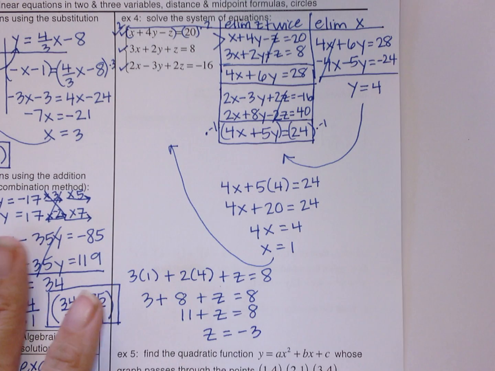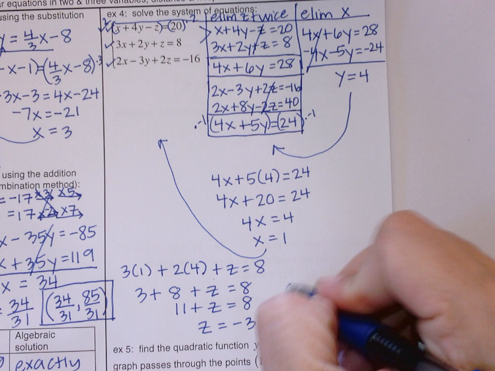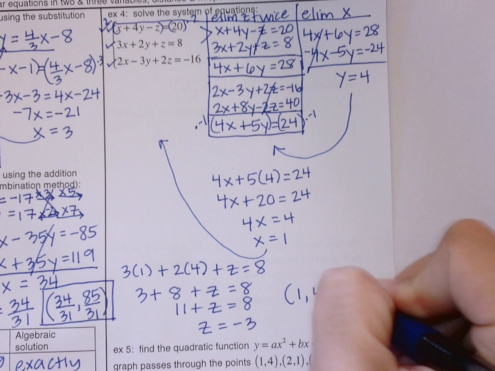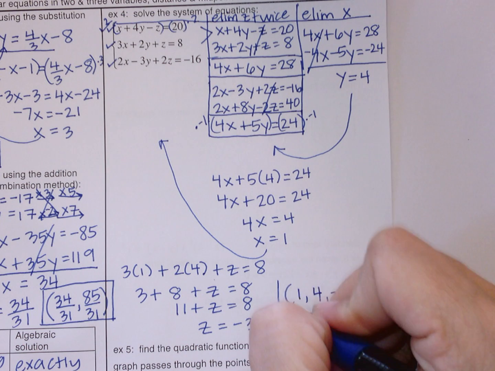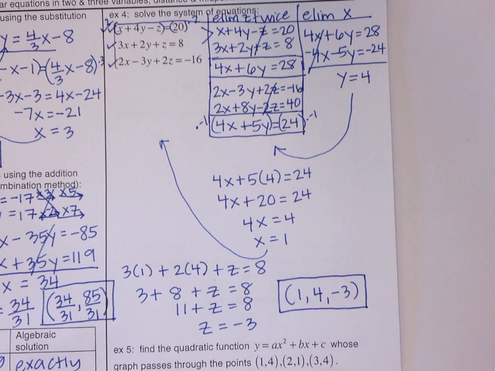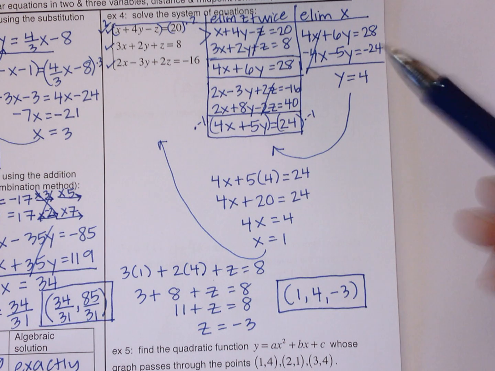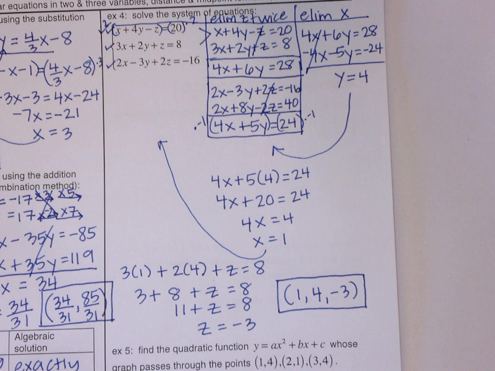So when I write my solution for this, I'm going to write it in the format of x, y, and z. You might want to look in your book of what this looks like graphically, because it's actually the intersection of planes instead of just lines, because it's three-dimensional, but you don't have to look that up.